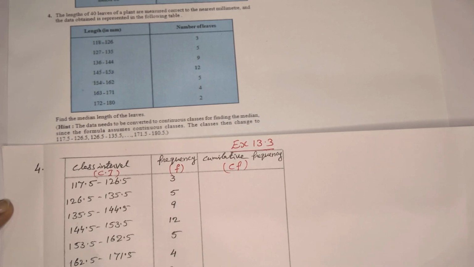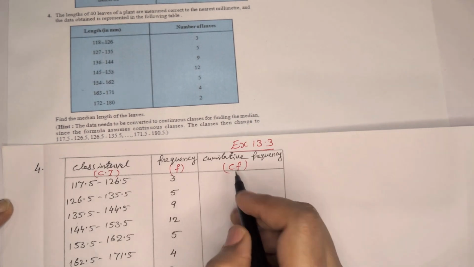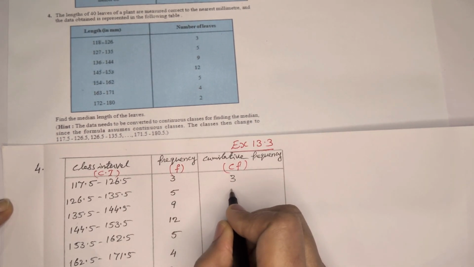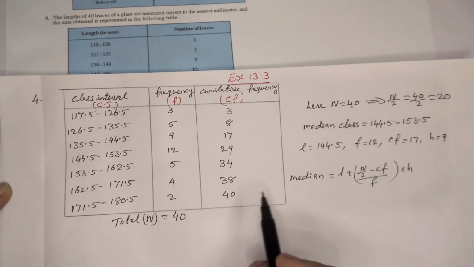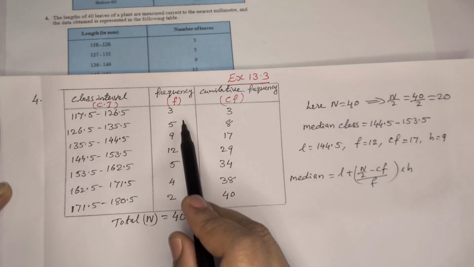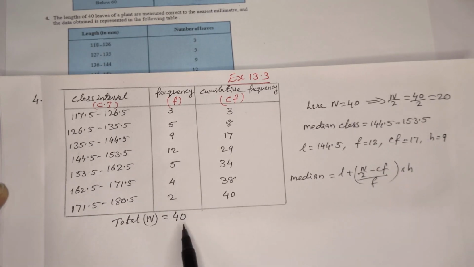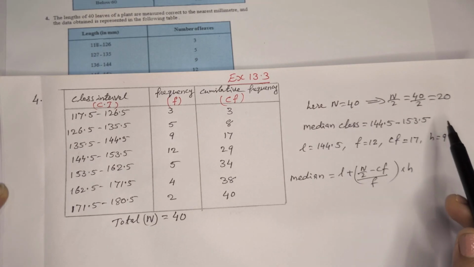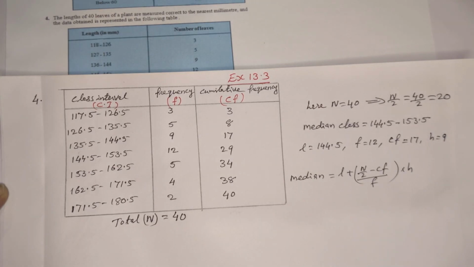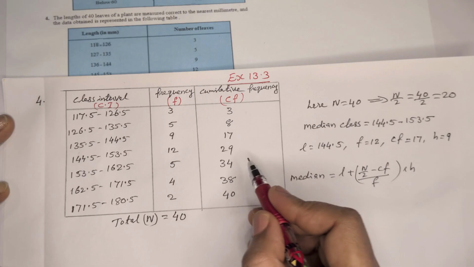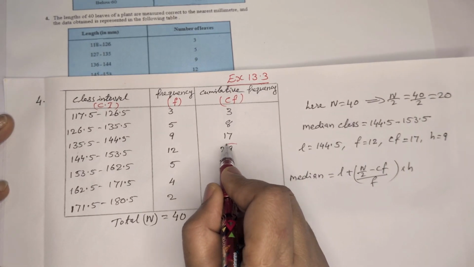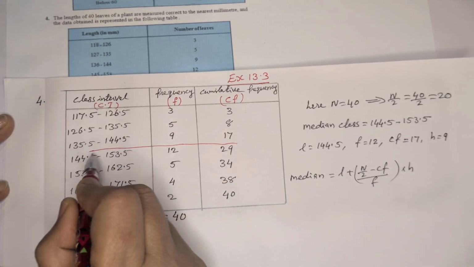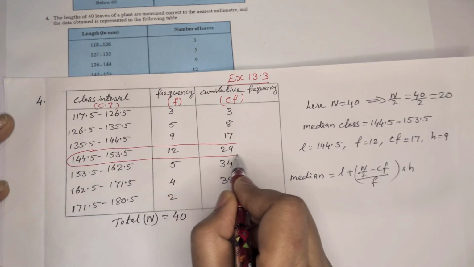Then the frequency is given, and we can find the cumulative frequency: 3, 8, etc. Now the cumulative frequency we got is 40. We can check with the sum of the frequencies, which is also 40. That means here n is equal to 40. So n by 2 is 20. In the cumulative frequency column, we look for 20 or above, so the next frequency coming is 29. That will be the median class. This is the median class.